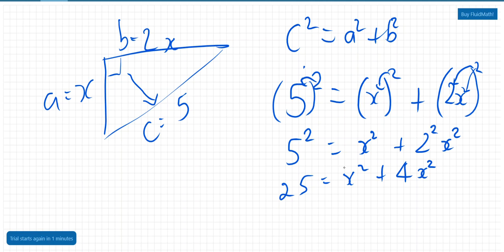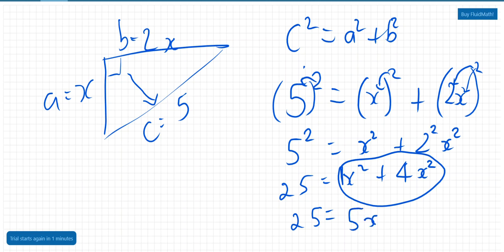Now, if you notice, these here are like terms. I can add X squared with the 4X squared. We know there's an invisible 1 here, okay? So we have 25 is now equal to 1x squared plus 4x squared. 1 plus 4 is 5, and we write the x squared there. The x squared doesn't change, it's just saying we have 5 of those. If I continue it up here, now we have to solve for x, just like we normally do.